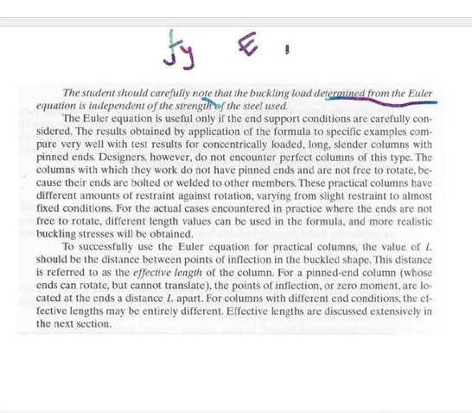So the Euler equation is useful only if the end support conditions are carefully considered. If end support conditions are carefully considered, the results obtained by applying the formula to specific examples compare very well with the test results of concentrically loaded, long slender columns with pin ends. Designers, however, do not encounter perfect columns of this type.